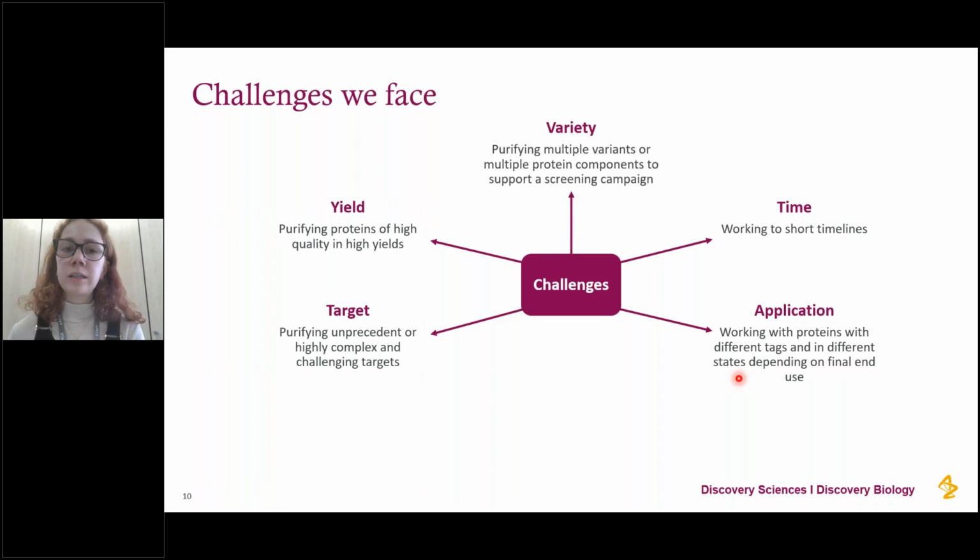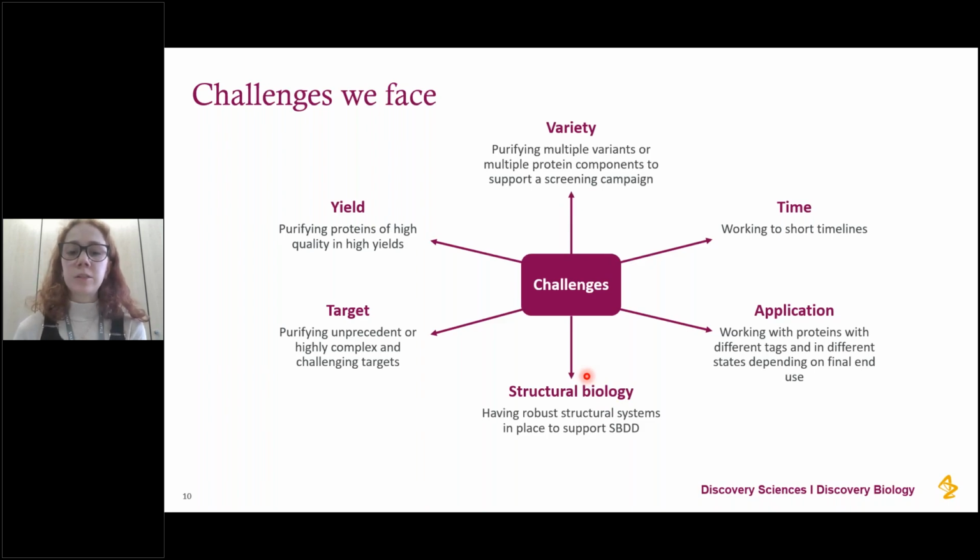And in relation to this is variety, because proteins don't exist in isolation in biology. So we may have to look at multiple isoforms of a protein if a project wants to try and achieve isoform specificity, or perhaps purify multiple components of a complex or pathway in the cell. And then lastly, it's really important to have robust structural systems in place to support structure-based drug design, and this can be especially challenging if there's no precedent for structural systems of a target.